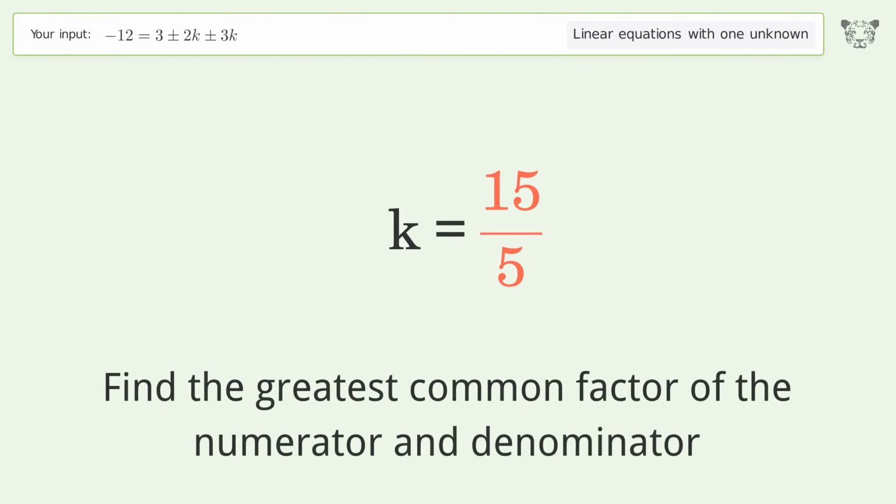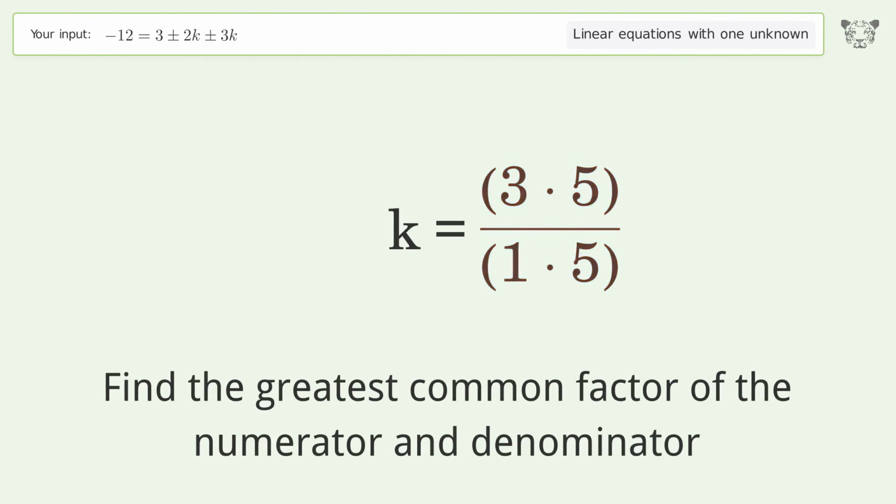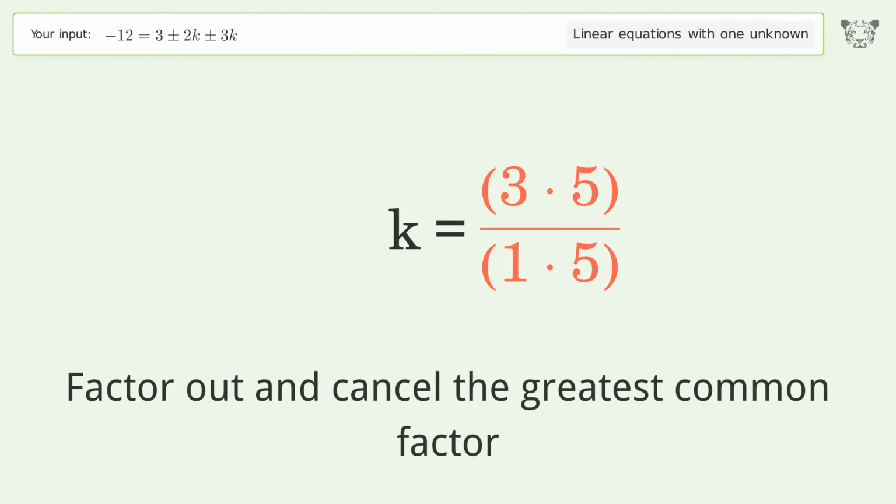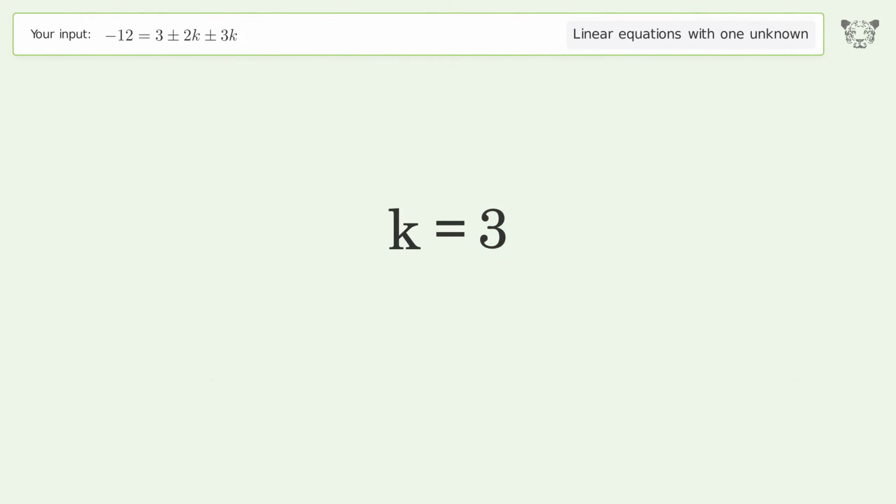Find the greatest common factor of the numerator and denominator. Factor out and cancel the greatest common factor. And so the final result is k equals 3.